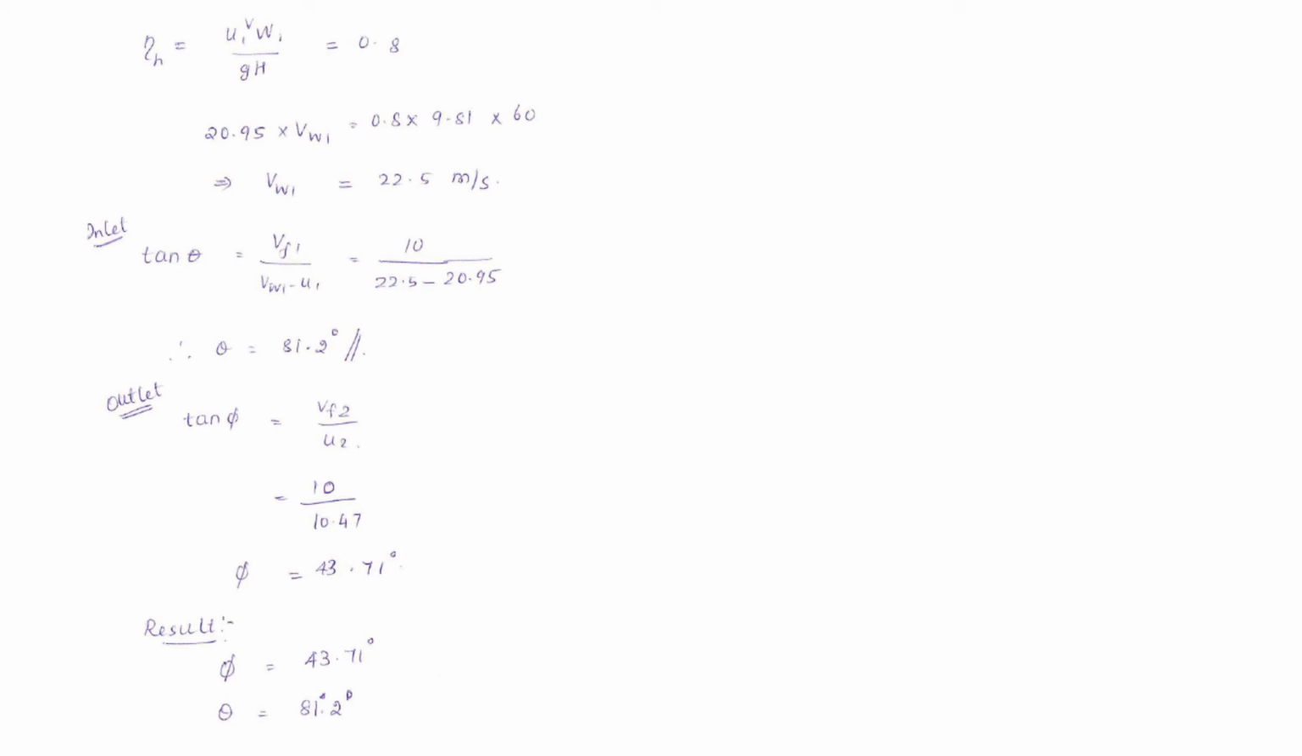So after that substitute in our formula. For the inlet, tan theta is equal to Vf1 divided by Vw1 minus u1, and we got the answer theta is equal to 81.2 degree. For the outlet, tan phi is equal to Vf2 divided by u2. So you will get the answer phi is equal to 43.71. What is the next step? Write down the result. Result is blade angle at outlet and blade angle at inlet.